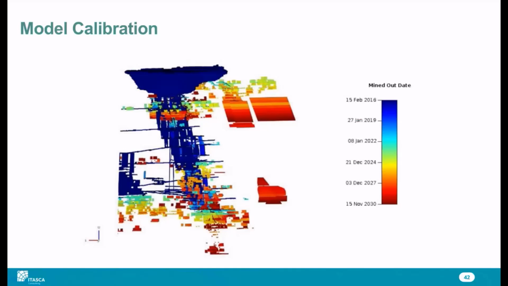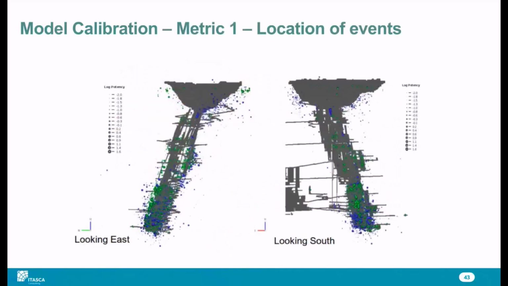So I'm going to use this mine. This is an example where we will compare the 4 metrics to actual observed seismic data to determine if the model is calibrated or not. So they've provided a mining sequence starting in 2016, ending in 2013. It's just colored here according to the date. And I've repeated that process that I described previously. We've built a numerical model for this mining sequence.